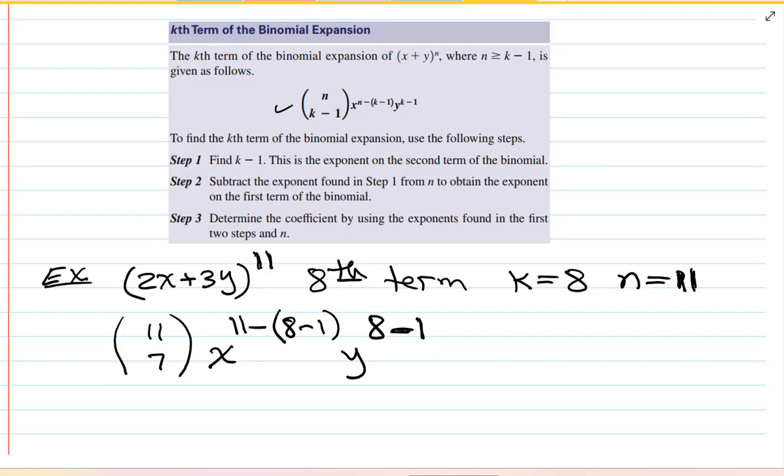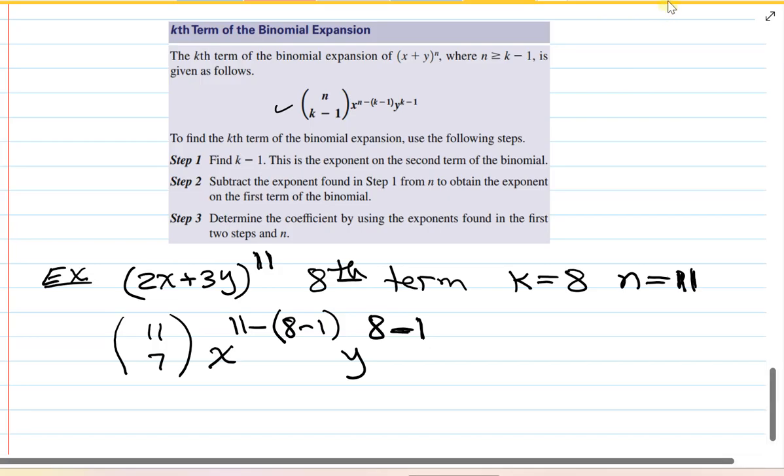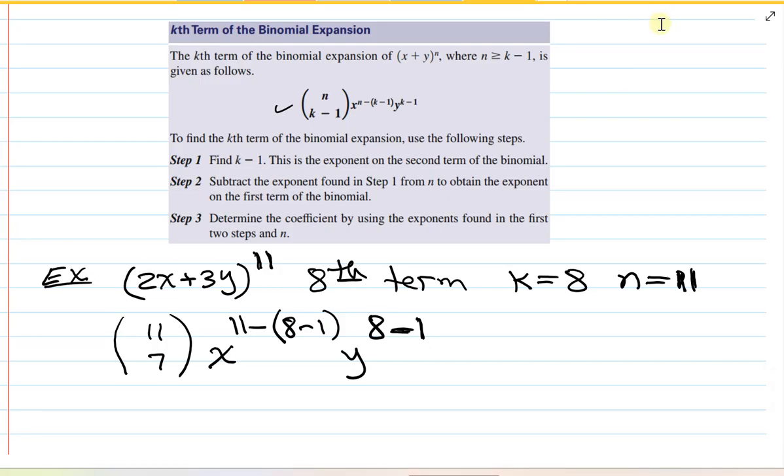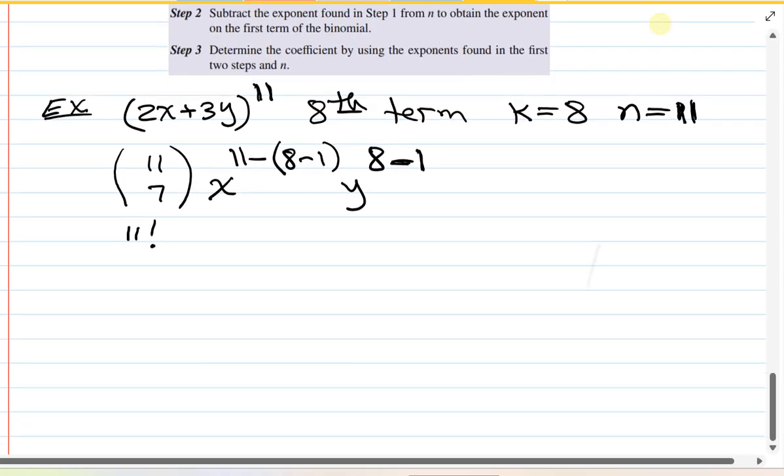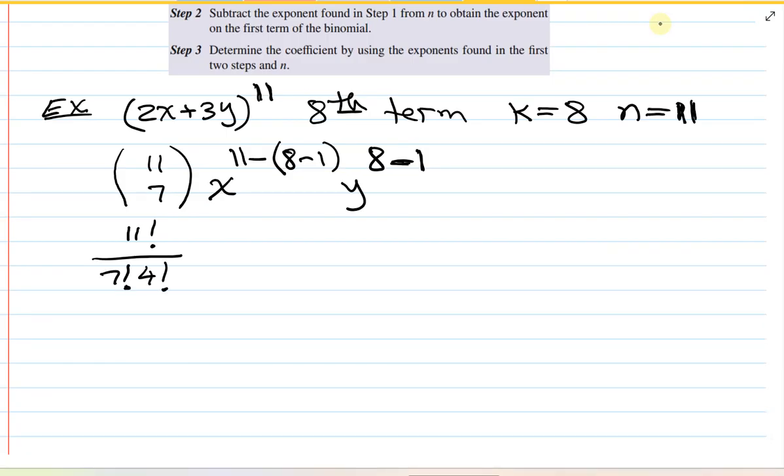Okay. And let's see. So how are we going to simplify this? All right. Let's do it. 11 choose 7 means 11 factorial over 7 factorial, 11 minus 7 is 4 factorial, times x to the 11 minus 7, right? And then it's going to be y to the 7th. So that's x to the 4th, y to the 7th.